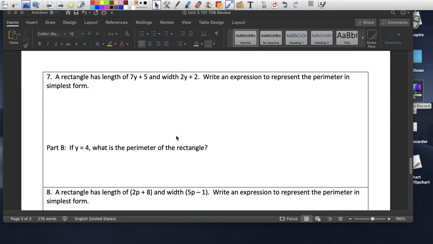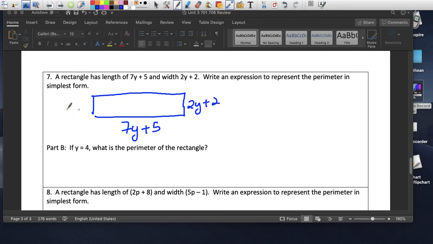A rectangle. So this, I would circle 7 and 8 because you'll definitely see this. It's almost the same as the ones we just did. So here's a rectangle. And again, it's not to scale. But I know this is the length, 7y plus 5, and this is 2y plus 2. Which means this guy is 2y plus 2, which means this guy is 7y plus 5. So the first thing says, write an expression to represent the perimeter. So I gotta add all 4 sides.